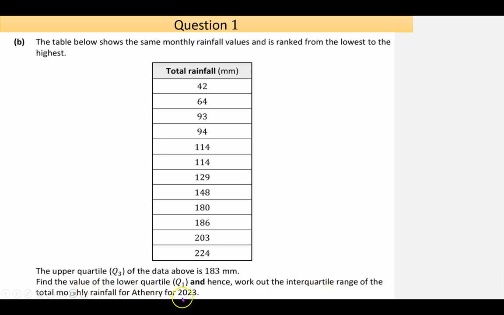Find the value of the lower quartile, Q1, and hence work out the interquartile range of the total monthly rainfall for Athenry for 2023. Now, the way I would find the quartiles is I find the halfway point, and I'm going to use the laser pointer here just to try to make more sense of it.